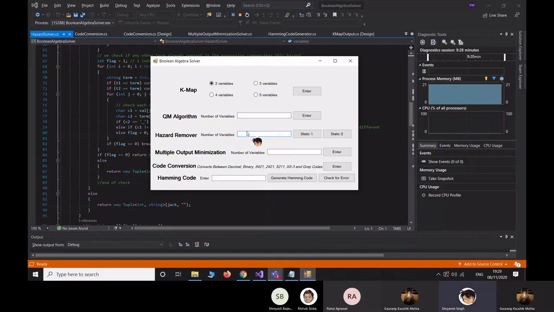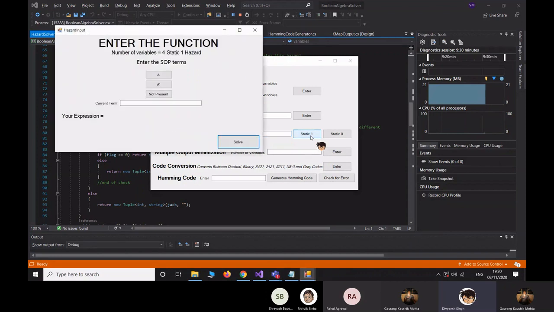Let's run it in our software. The number of variables will be 4 for a static one hazard. The first term will be BC. So we'll input that. The next term will be AC complement, D complement.